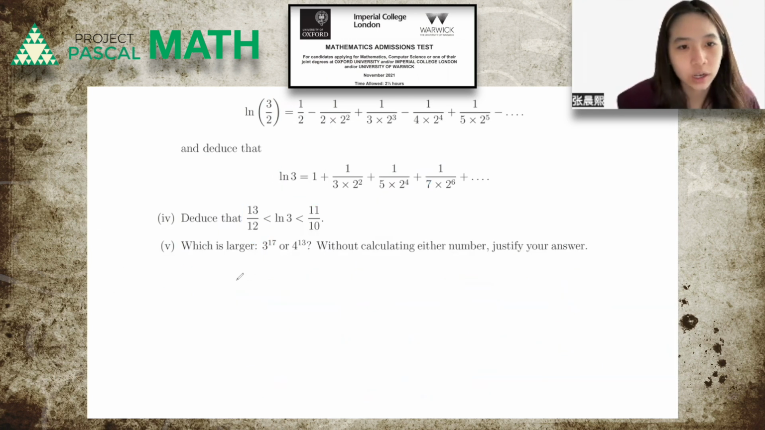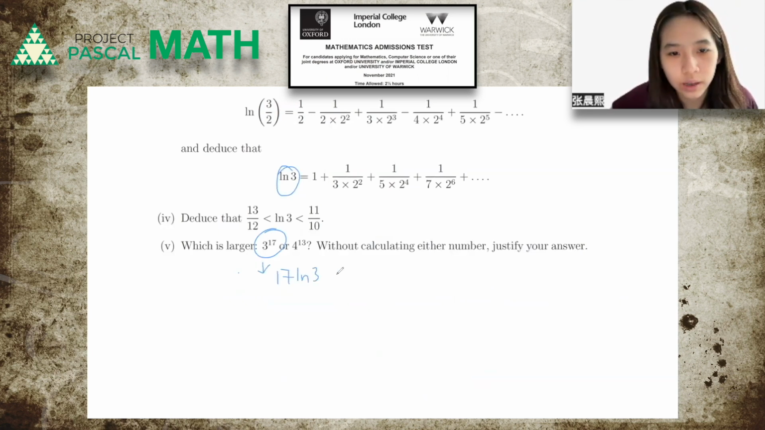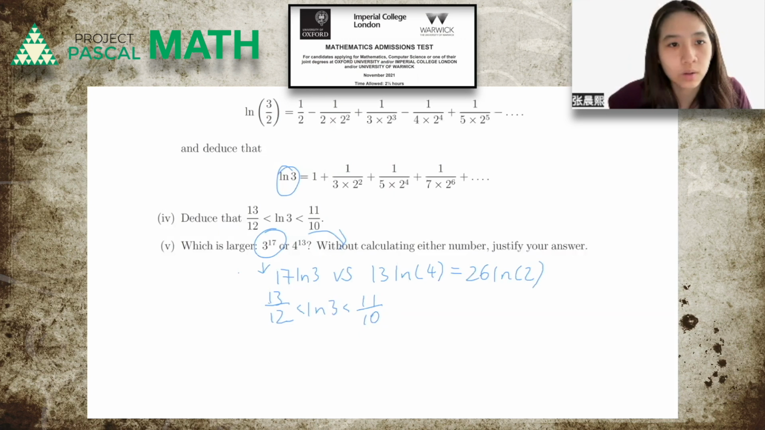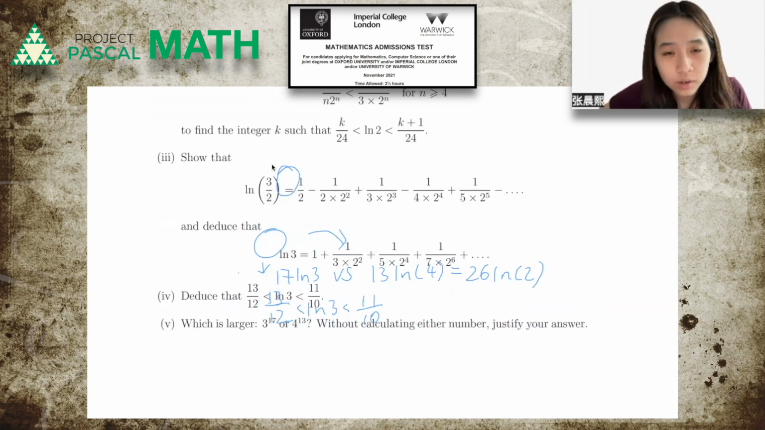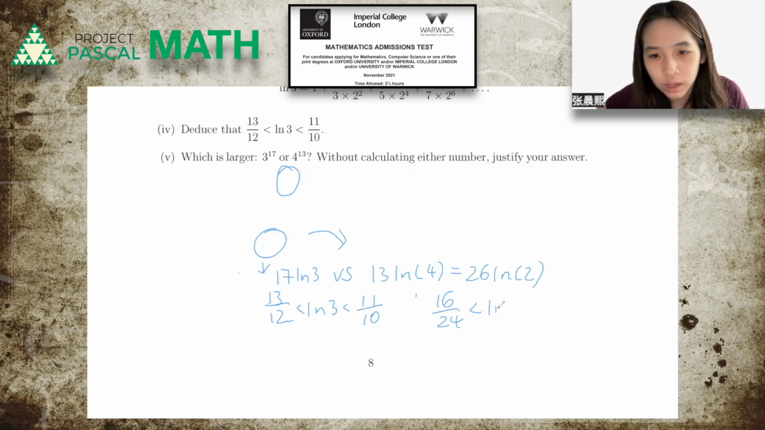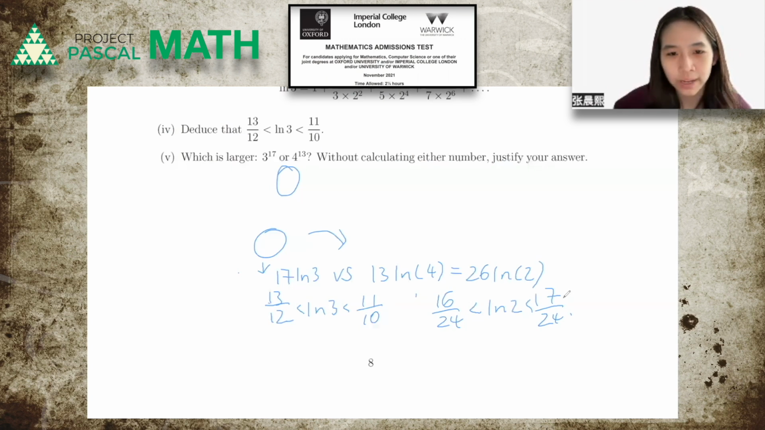Justify which one is larger. Since I gave you ln 3, you take ln for both sides. So it's 17 ln 3 versus 13 ln 4, which is 26 ln 2. You can just use the inequalities derived from the upper one, which is 16 over 24 ln 2 and 17 over 24. So I guess you multiply this on both sides and see what happens.